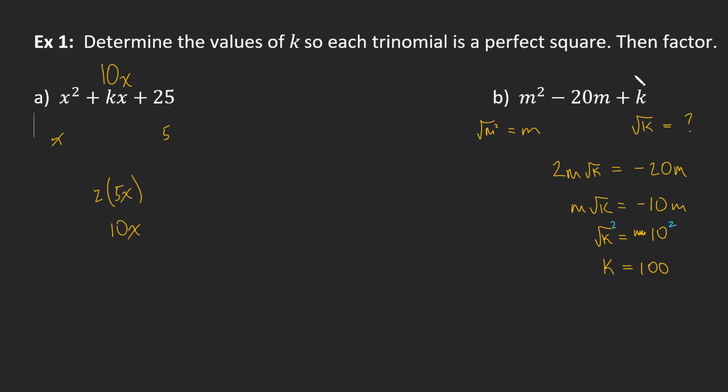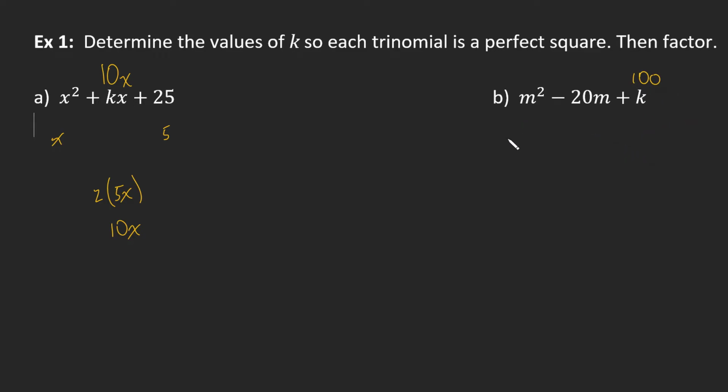All right, if k is 100, let's see if this works. The pattern is to take the square root of the first term, that's just m, take the square root of the last term, the square root of 100 is 10, and then whatever those multiply and double give me the middle term, which is negative 20m. So how do I get negative 20? Well, this would need to be negative 10. So this would be m minus 10 times m minus 10.